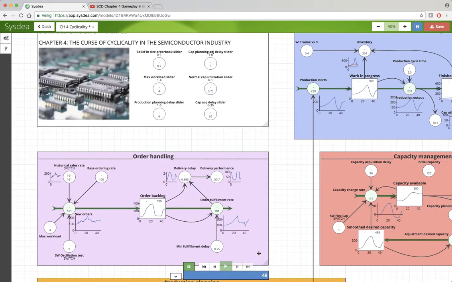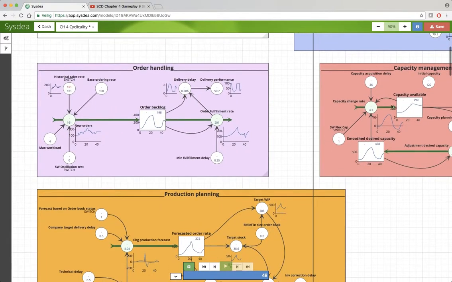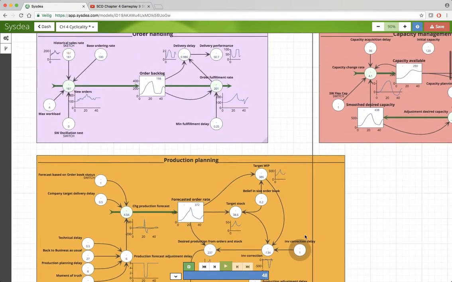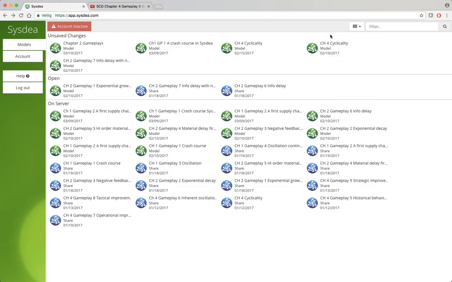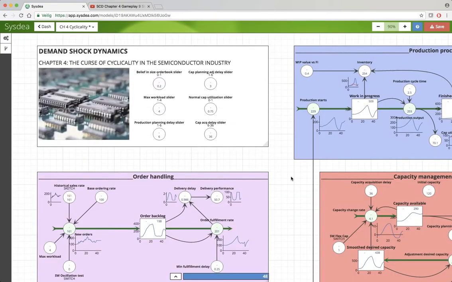At the tactical level, we do not look at the operational level of production and order handling. We do not look at the strategic level of capacity management, but at the tactical level in between, the production planning and the capacity planning. Let's have a look at those.